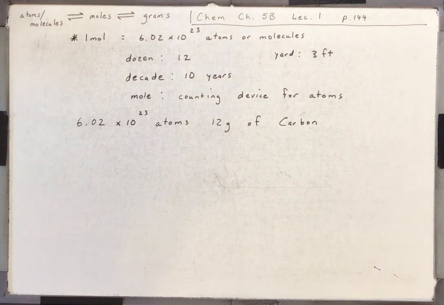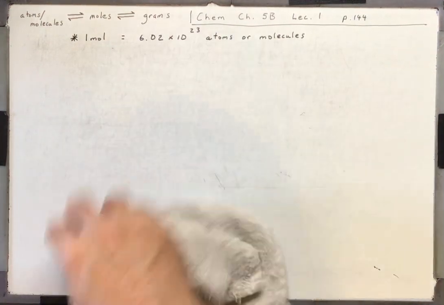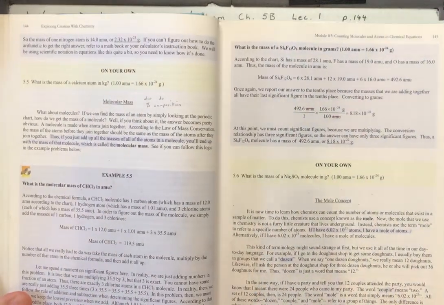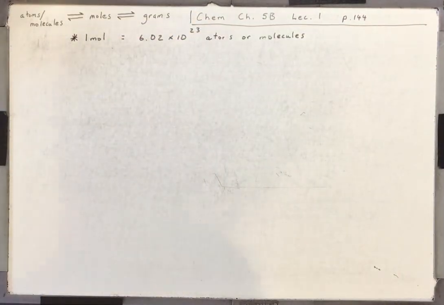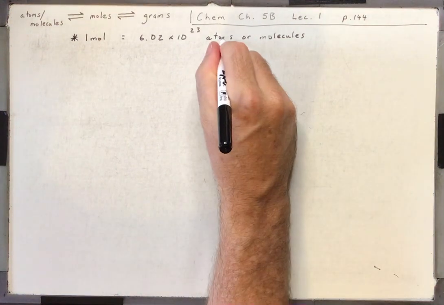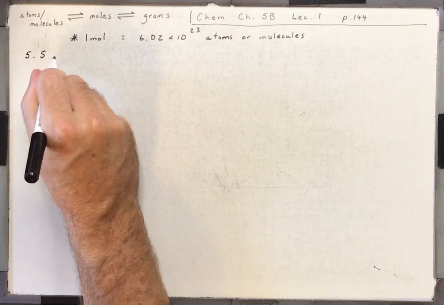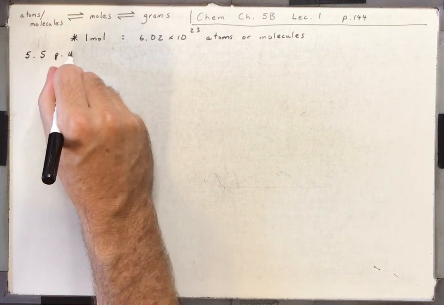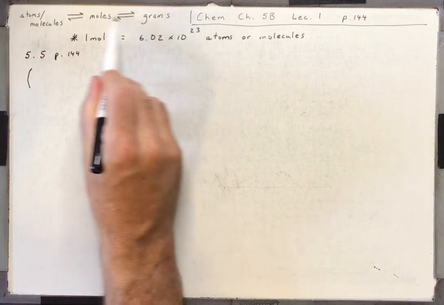Let's open up to page 144. On your own 5.5 says, what is the mass of a calcium atom in kilograms? Now I want you to start at the far left of your paper. We're going to do this using the factor label method, just like chapter 1. So this is on your own 5.5 on page 144. We're going to start at the far left, and we're going to use this system right here.